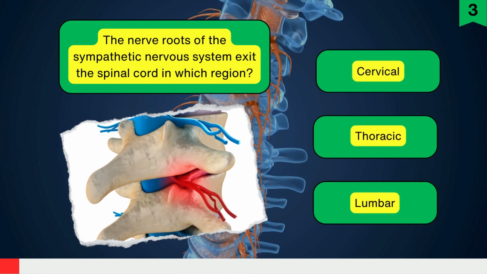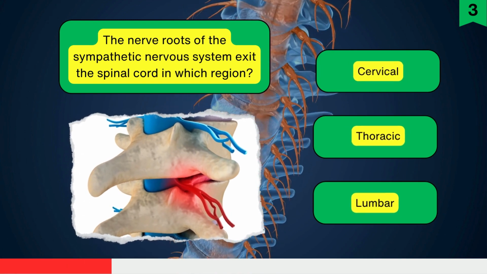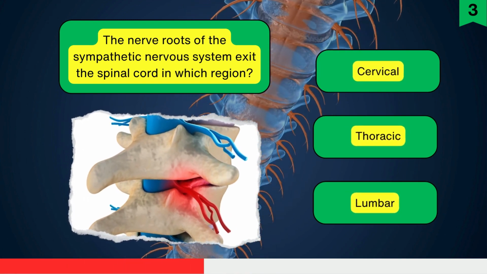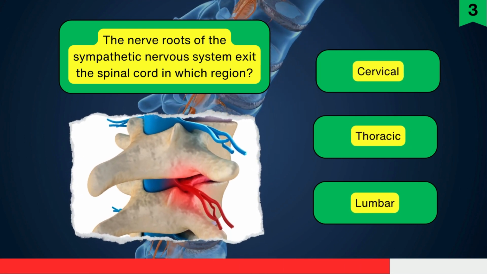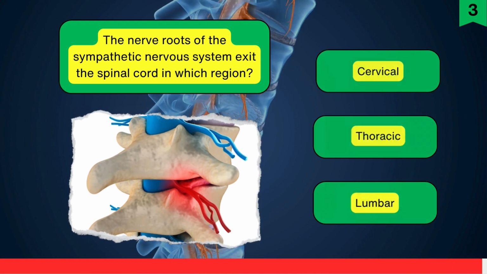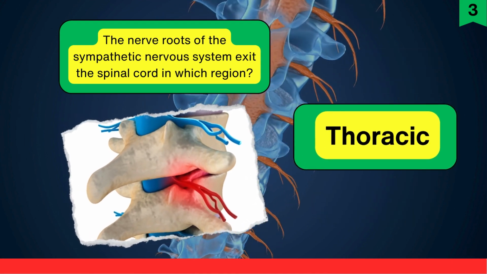The nerve roots of the sympathetic nervous system exit the spinal cord in which region? Is it the cervical, thoracic, or lumbar region? Thoracic region.